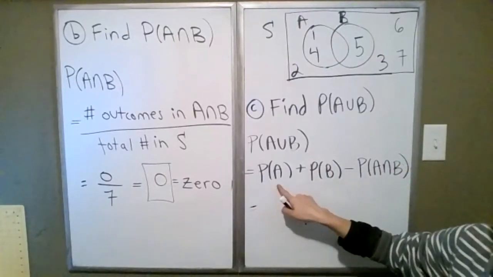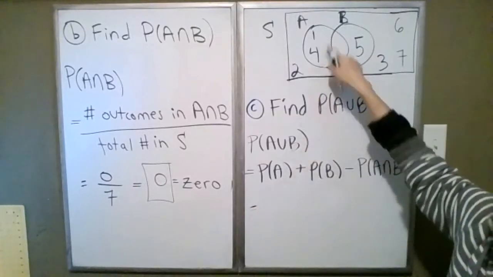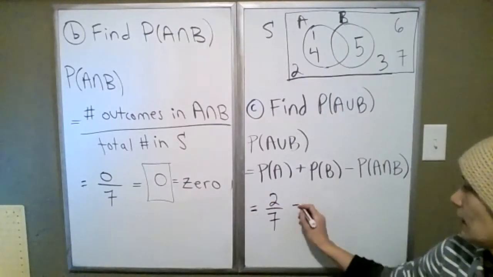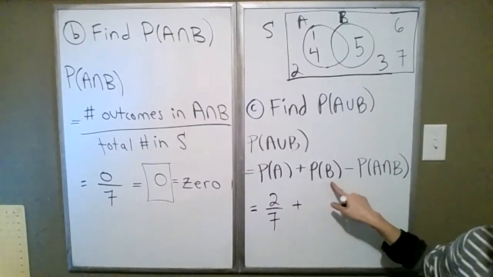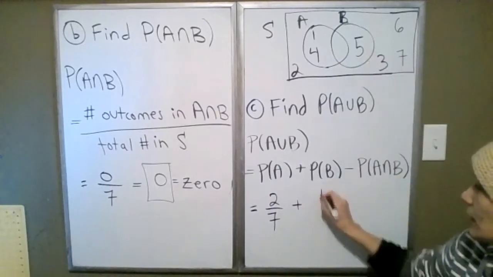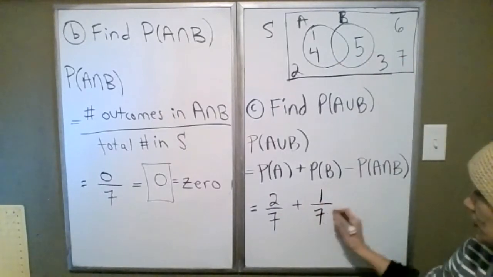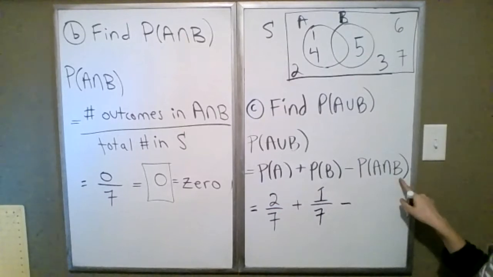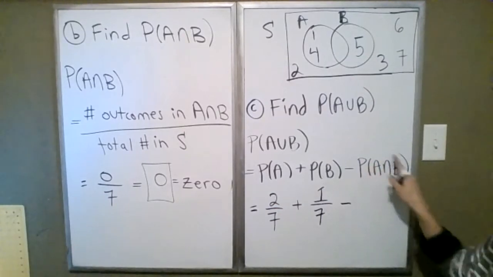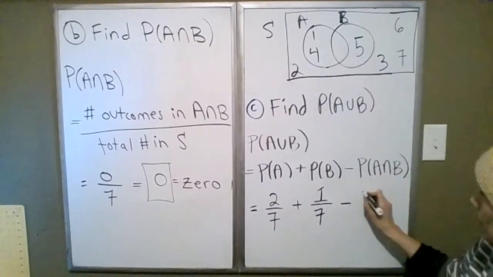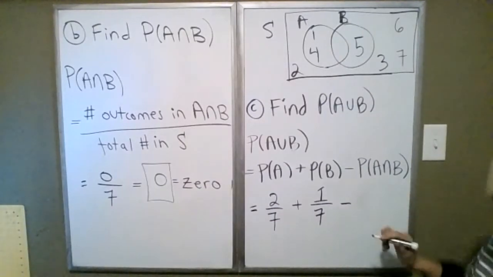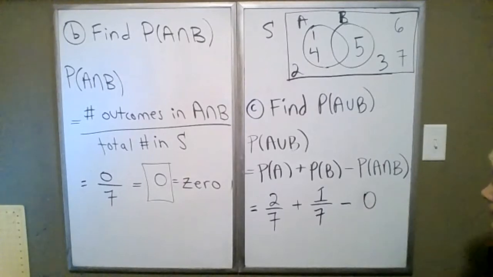This first number, look at your set A. It has 2 elements. So we're going to take 2, put it over the total 7. Probability of B, find how many elements there are in B, which is just 1. Minus probability A intersect B. We already looked at how many elements there are in A intersect B. There's 0. And you can put it over the total, but it's just a minus 0. Okay, so that's going to be 3/7.